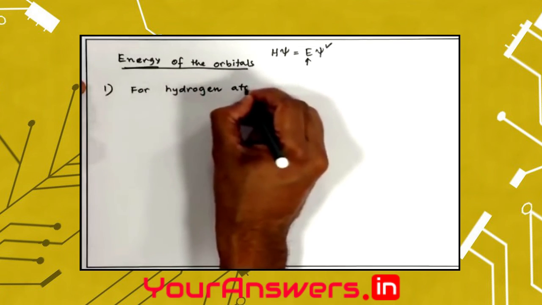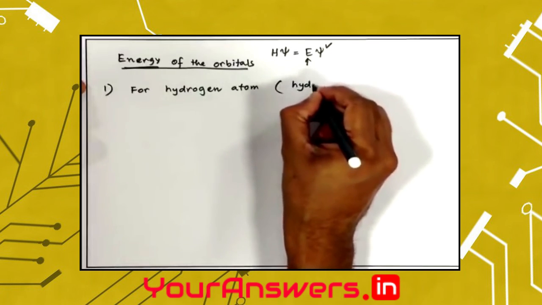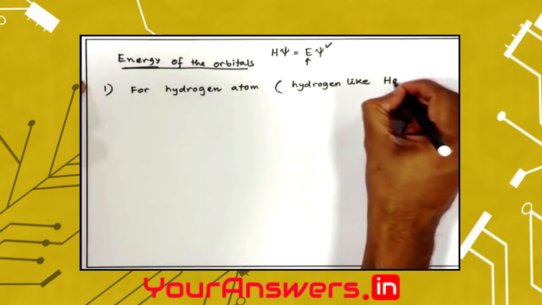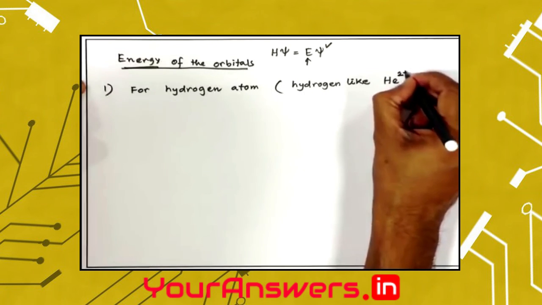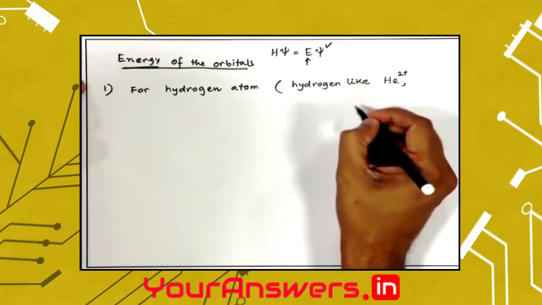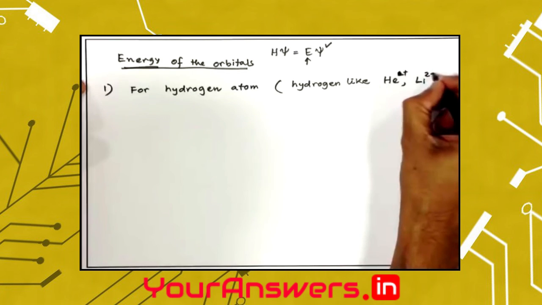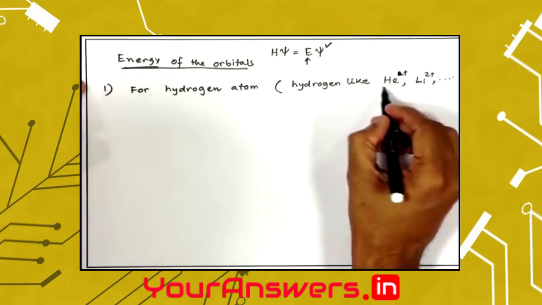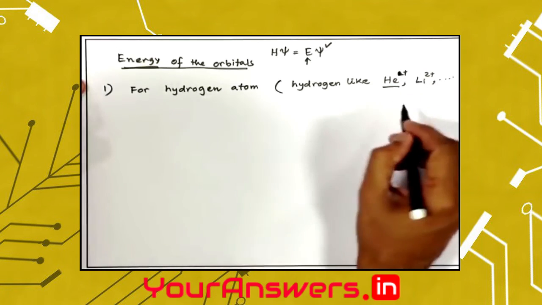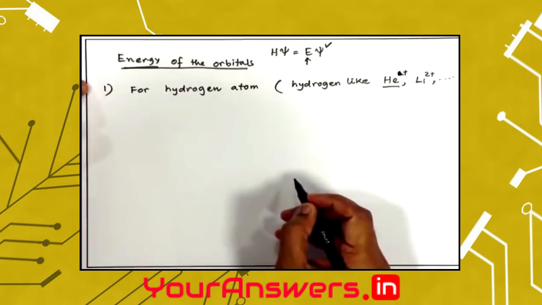For the hydrogen atom, and this discussion is also valid for all hydrogen like atoms. What are hydrogen like? If you remember, Bohr's atomic model was also applicable to all single electronic species. So, they are all single electronic species and we call them hydrogen like: He+, Li2+, and so forth. Helium plus has 1 electron because helium has 2 electrons and I removed 1 electron. So, helium plus has 1 electron, lithium 2 plus has again 1 electron. So, they are all called hydrogen like systems.